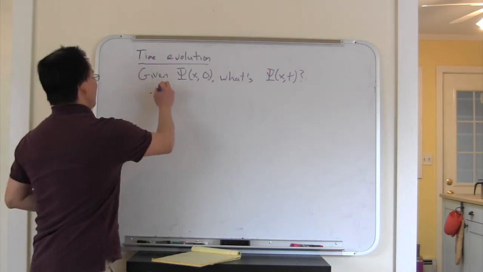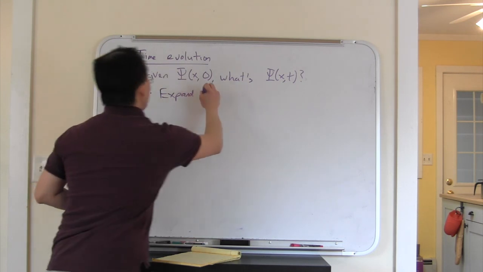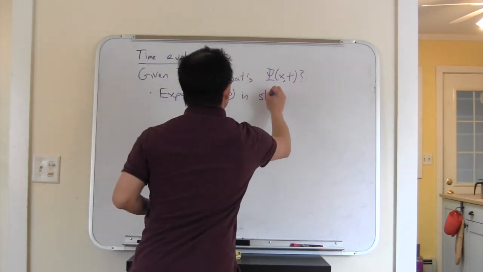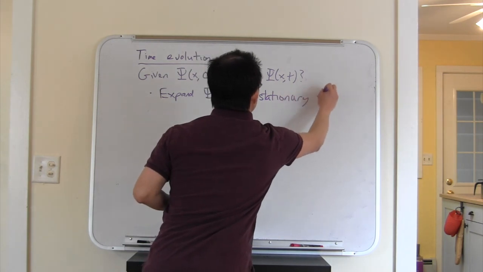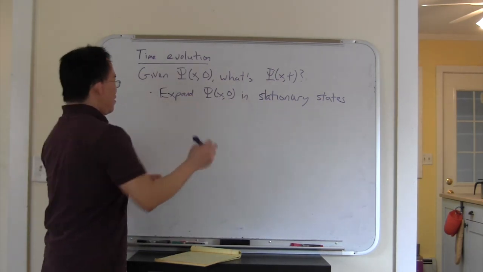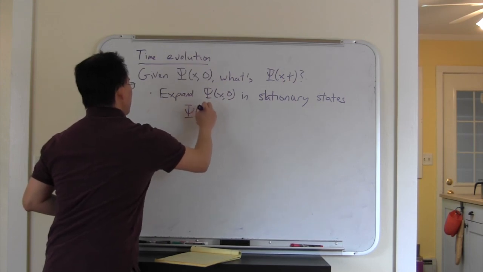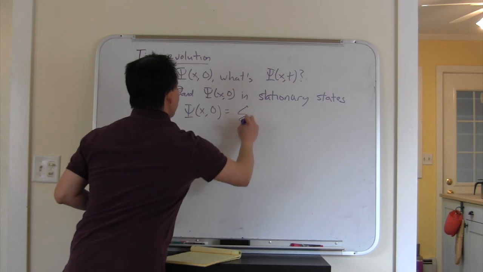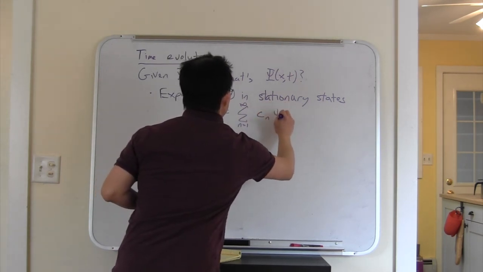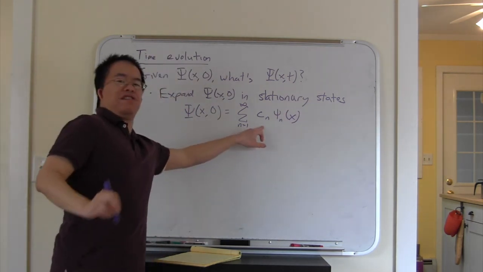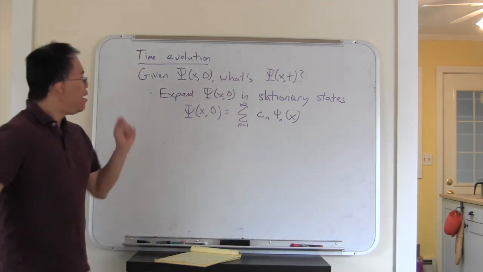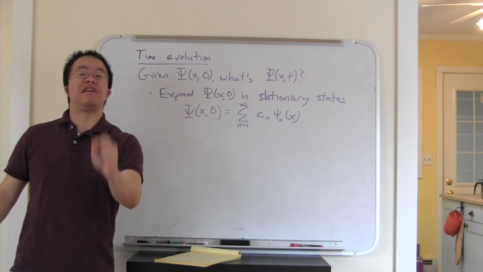So the answer is, expand the initial wave function in stationary states. So namely, you do whatever you need to do with the integrals to calculate the expansion coefficients in the sum. So summing over n, c_n psi_n(x), where the c_n are expansion coefficients. These are our stationary states. But the key thing is that we know how each of the stationary states time evolves.